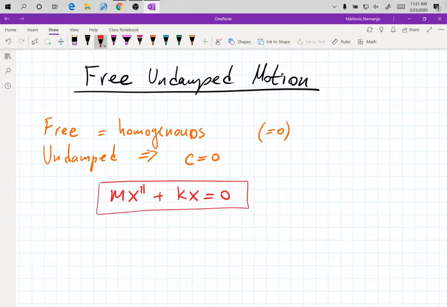So this is the second order linear ordinary differential equation which is homogeneous, and it has constant coefficients. It has lowercase m, which is a mass, right, and k, which is a spring constant. So maybe we should add that also over here. So m is the mass and k is the spring constant.